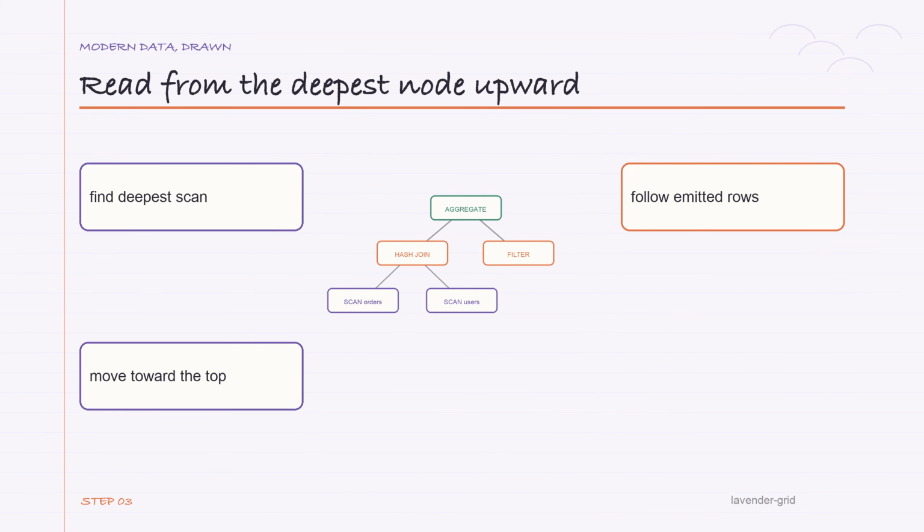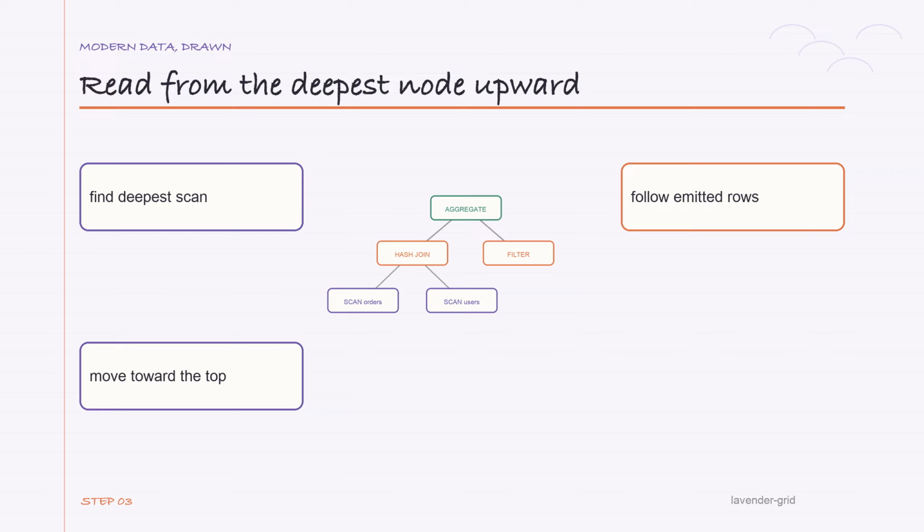Indentation shows parent and child relationships. Begin at the deepest scan, then follow its rows upward. This makes it easier to understand what work feeds each join or aggregate. Now connect that idea to what appears on the page.